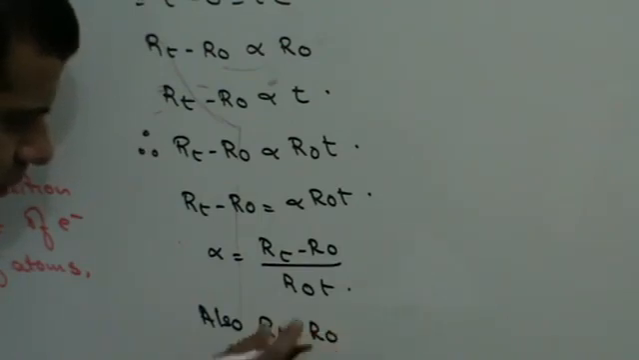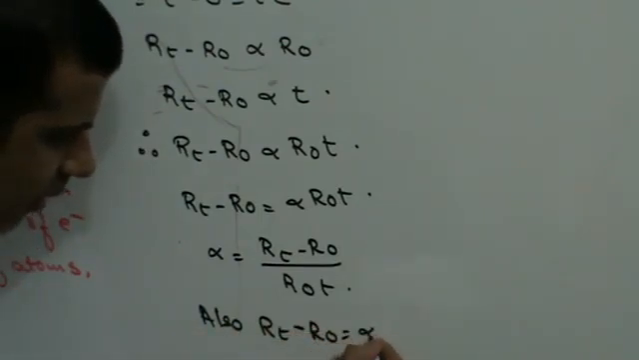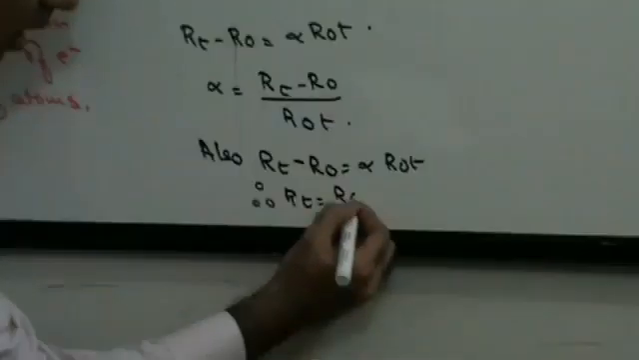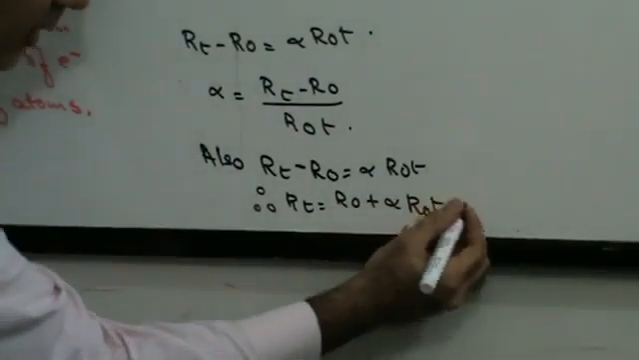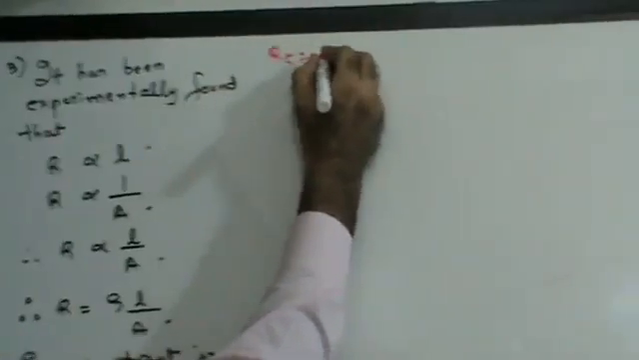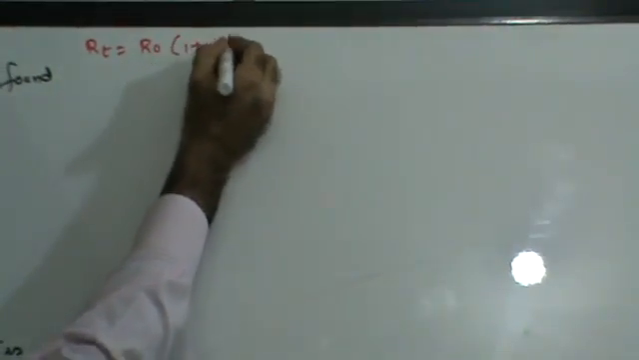I could also say from this equation, RT minus R0 is alpha times R0T. Therefore, RT is R0 plus alpha times R0T. Taking R0 to the other side, it becomes plus R0. Therefore, RT is equal to R0 times (1 plus alpha T). Fine, do we get this clear? This shows the temperature dependence of resistance, meaning the resistance changes with temperature. Right? Do we get this clear?